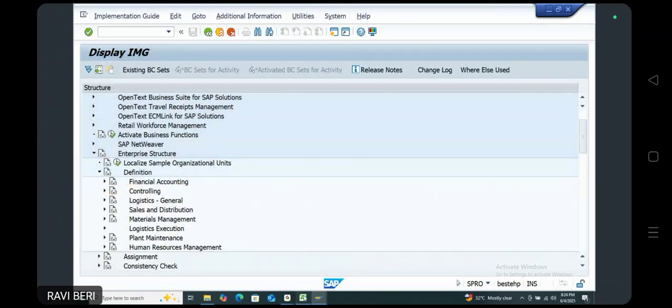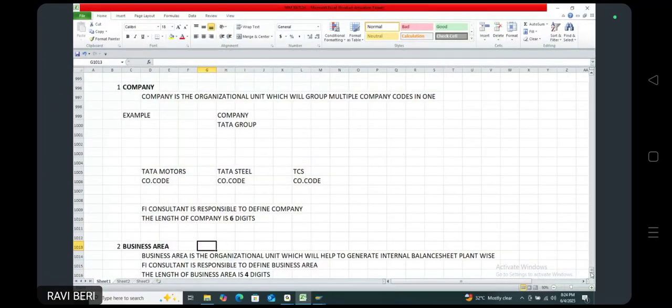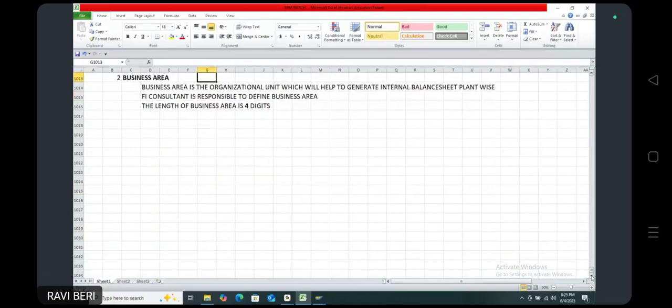So, the second organizational unit is business area. Business area is the organizational unit which will help to generate internal balance sheet plant-wise.